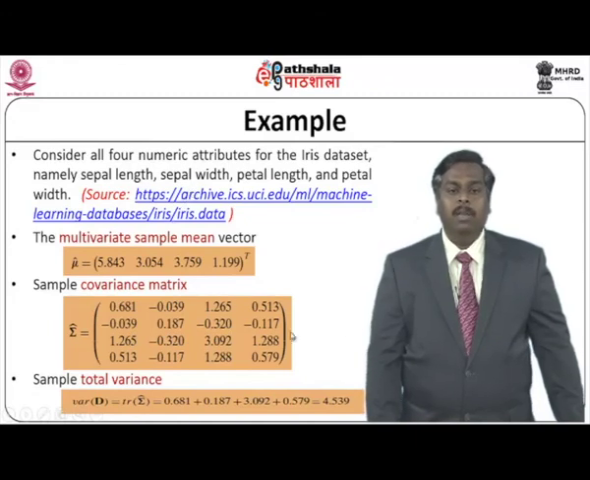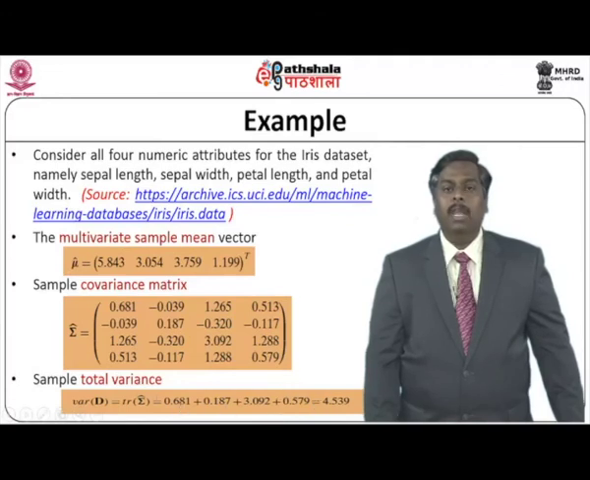Once we have computed the covariances for various dimensions, now we can calculate the total variance for the entire data. So the total variance here is going to be the sum of all these diagonal covariances, which is equal to 4.539.